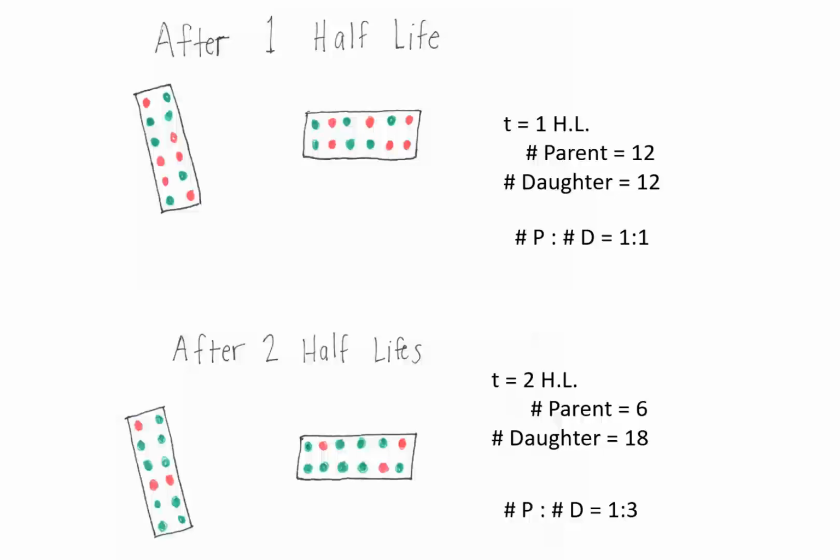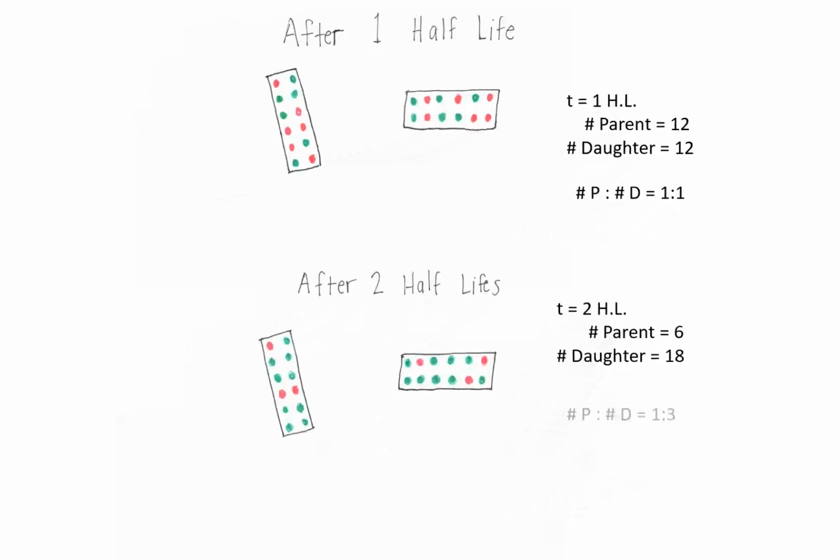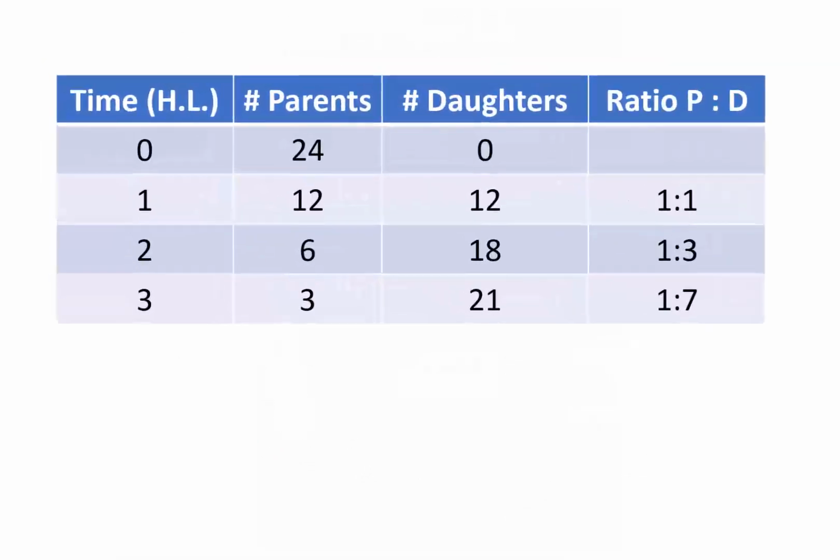Well, we'd lose another half of parent atoms, so we'd be down to 3 parent atoms. And then how many daughter atoms would we have? We would have the 18 that had been there already, plus the additional 3 that formed from radioactive decay. So that would be 21, right? So let's make a little table here and show what we've seen.